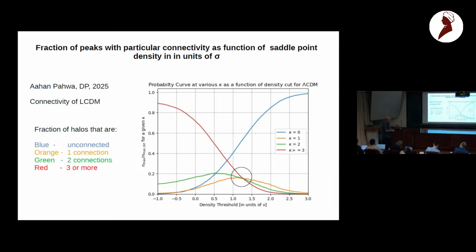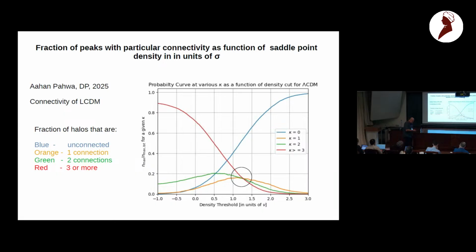And if there's no constraint, most of them have 3 or more connectors, that's the red line. If there is a lot of overdense constraint, well, there's no filaments like that. It all drops to the blue line, which is just unconnected at all. There are no filamentary bridges. Orange is one bridge, and green is 2 bridges. And there is this characteristic overdensity at around 1.2 sigma, when basically the hierarchy becomes, in order, from no connectors, 1 connector, 2 and 3.